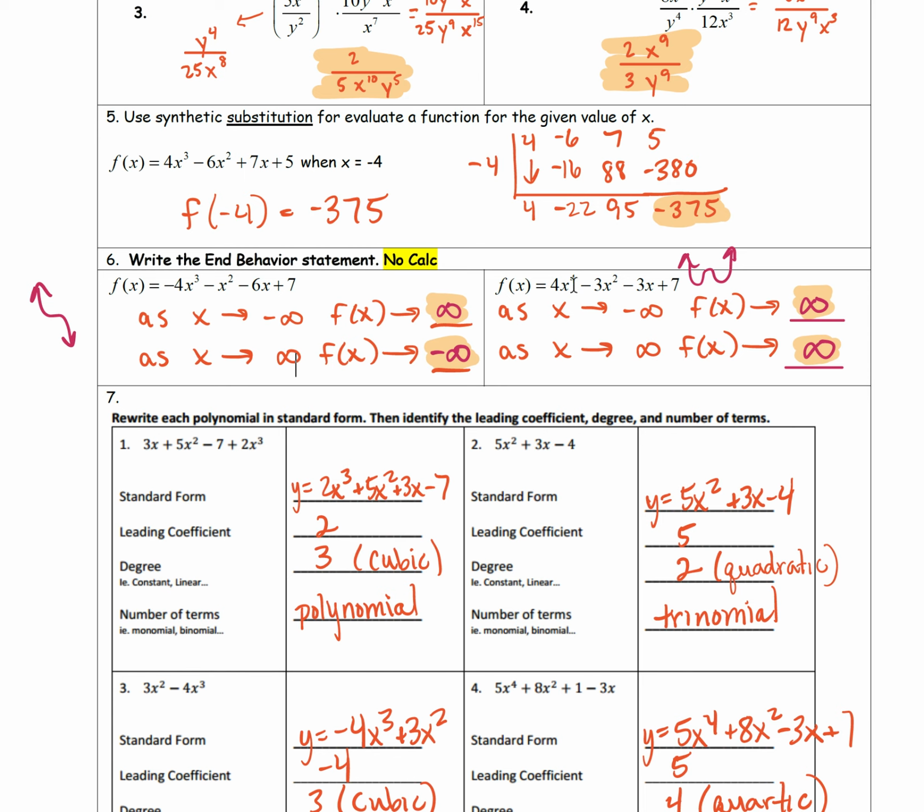Now a positive x to the 4th, that looks kind of like a W. And so both end behaviors are going to go up. So both of them are positive infinity.